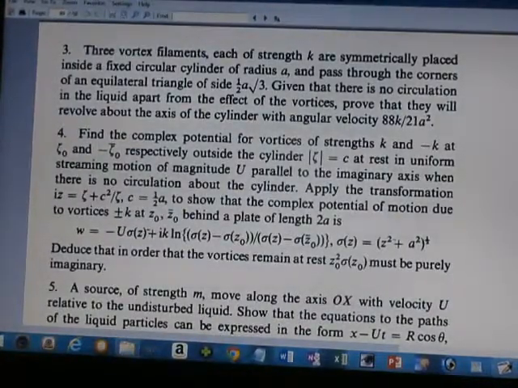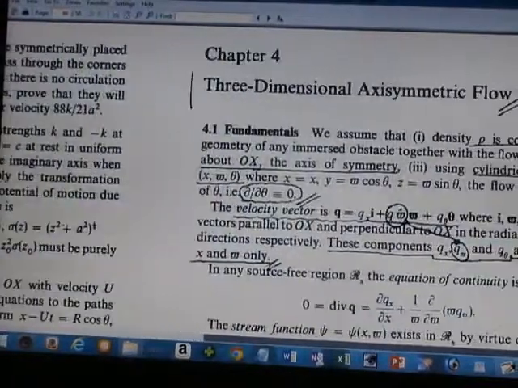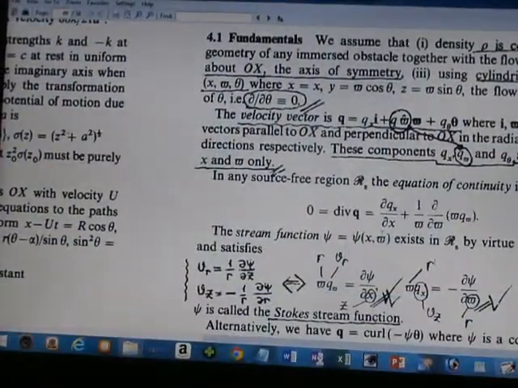So this equation represents a three-dimensional flow. The three-dimensional flow we write down as this equation.